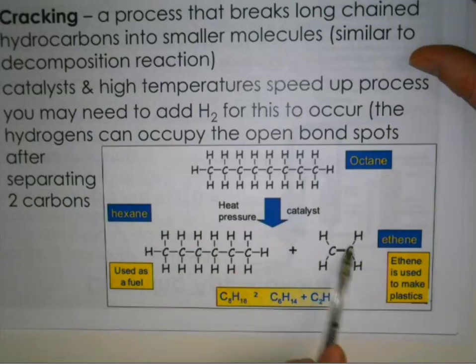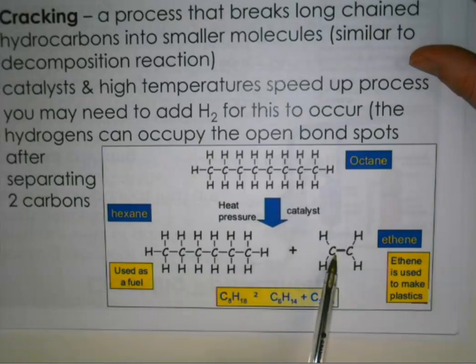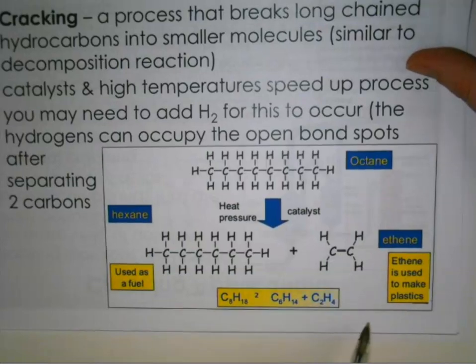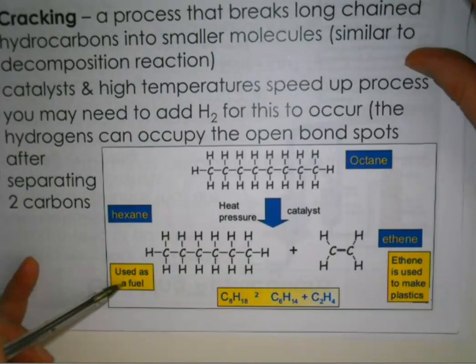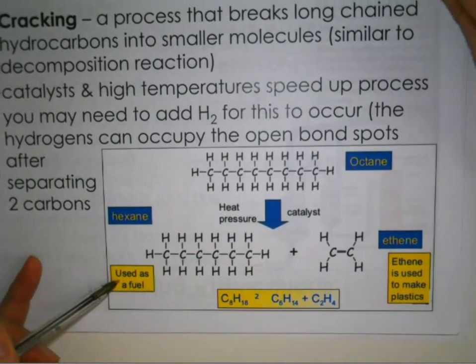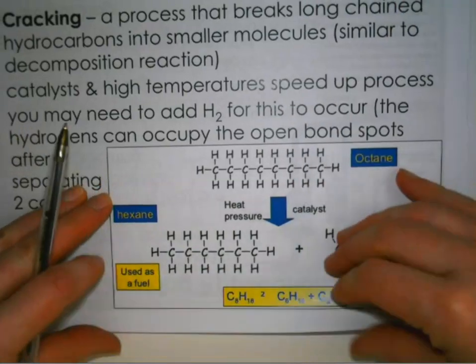So the two carbons that got broken off of the octane here have had hydrogens come in and replace their empty spots, and then also a double bond. And then basically, we use this to create different types of desired hydrocarbons that can be used for whatever it might be. So in this case, hexane is used for fuel, and ethene is used to make plastics. All right.